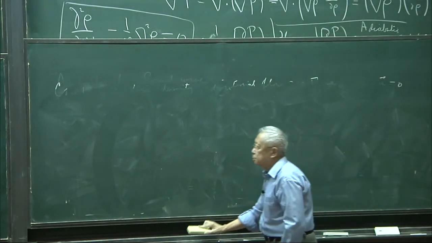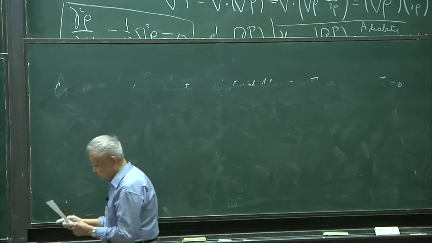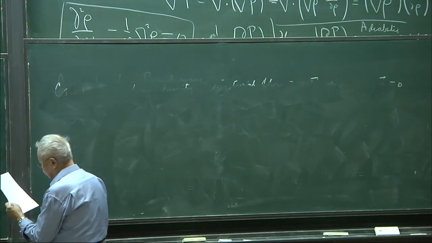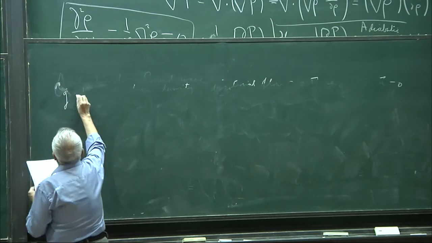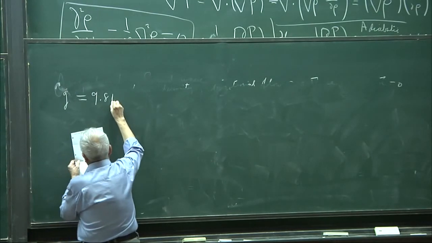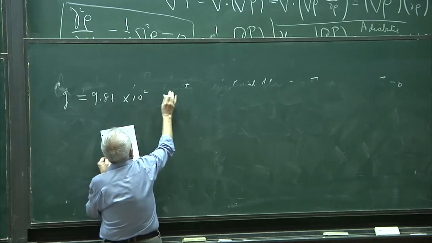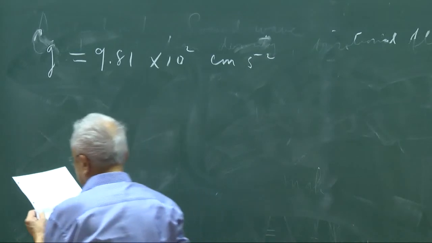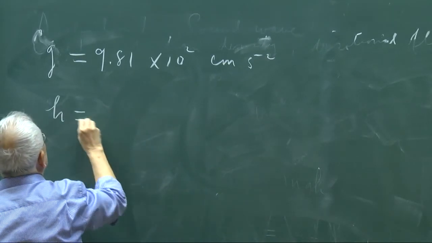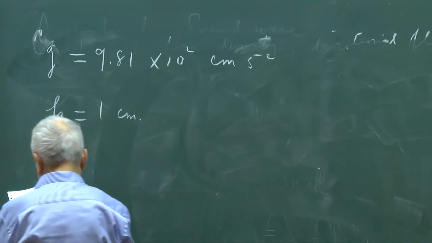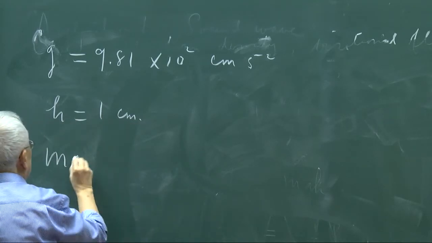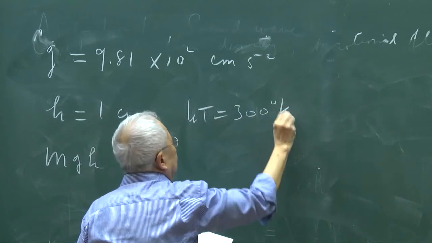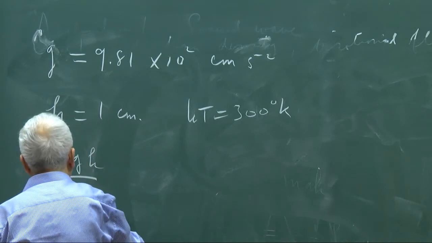So consider a column of hydrogen. g is 9.81 times 10 to the 2 centimeter per second squared. That you should know. So suppose let's take h is 1 centimeter. And what's mgh over kT? So let's say T is 300 degrees Kelvin. What is mgh over kT for hydrogen?